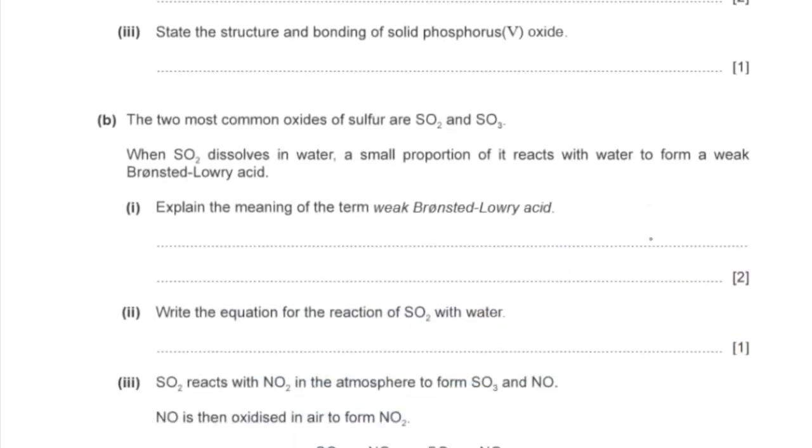Part 3, state the structure and bonding of solid phosphorus(V) oxide. So the structure is just simple molecular, and the bonding is covalent. Part B, the two most common oxides of sulfur are sulfur dioxide and sulfur trioxide. When sulfur dioxide dissolves in water, a small proportion of it reacts with water to form a weak Brønsted-Lowry acid. Part 1, explain the meaning of the term weak Brønsted-Lowry acid.